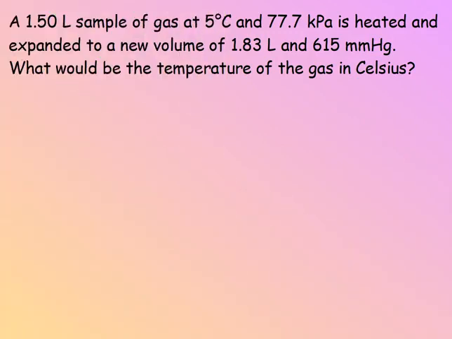All right, in this problem, it says a 1.50 liter, so that's volume 1, sample of gas at 5 degrees Celsius, that's temperature 1, add 273, and I get 278 Kelvin, and 77.7 kPa, this is pressure 1, is heated and expanded to a new volume, 1.83, that's volume 2, and 615 mmHg, this is pressure 2. What would be the temperature of the gas in Celsius? Oh, so they're going to have us do a bunch of problems in this one. So first things first, let me write the combined gas law.